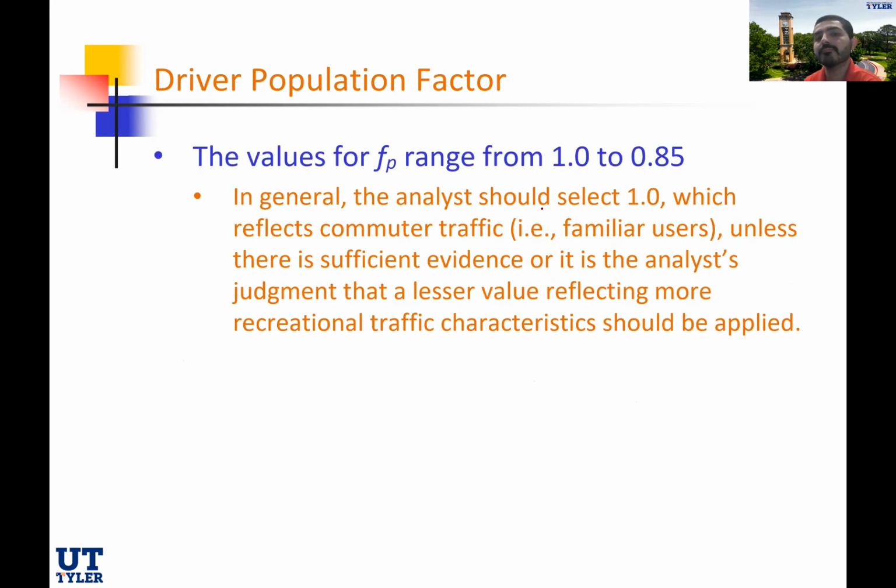FP, as we said, ranges from 1 to 0.85. If I don't tell you anything about this freeway, or if I tell you that the majority of the people using the freeway are typical commuters, we're going to assume that FP is 1.0. If not, I will be giving you the exact FP to use. But if I'm not mentioning it, there is no FP in the equation, so don't ask me what the FP is. FP is 1.0. This is the default value unless mentioned otherwise.